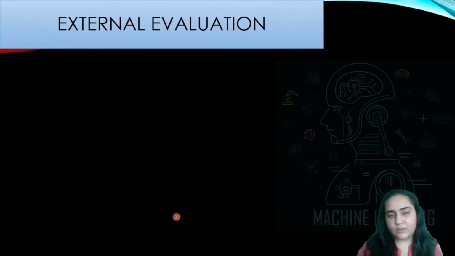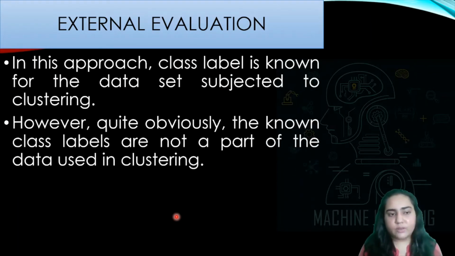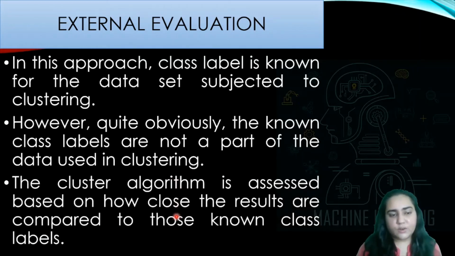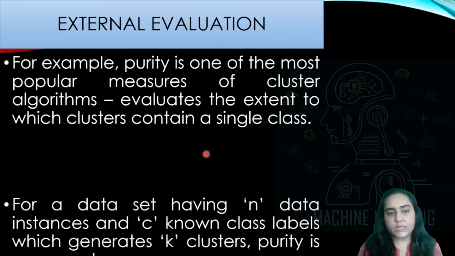Now, what about external evaluation? This was internal evaluation. You can also do external evaluation where the class label is known for the data set subjected to clustering. But the known class labels are not part of the data used for clustering. So even though it is unsupervised learning, you still know the class label beforehand. Now the clustering algorithm is assessed on the basis of how close the results are to the actual class labels. For example, one such measure for external evaluation is purity. It evaluates the extent to which the clusters contain a single class.